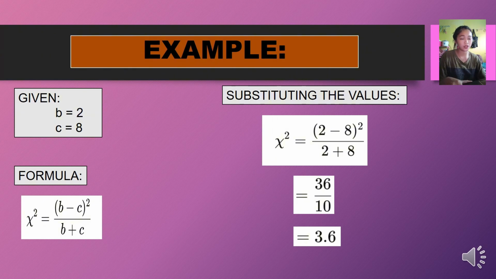So we have, right, our given: B equals 2, C equals 8. Here is our formula first, then we just substitute the values. B is 2, C is 8. So, (2 minus 8) squared over (2 plus 8). 2 minus 8 equals negative 6. Negative 6 squared is 36, and 2 plus 8 equals 10. So 36 over 10, and dividing it, the answer is 3.6. So this is our chi-squared value for McNemar.